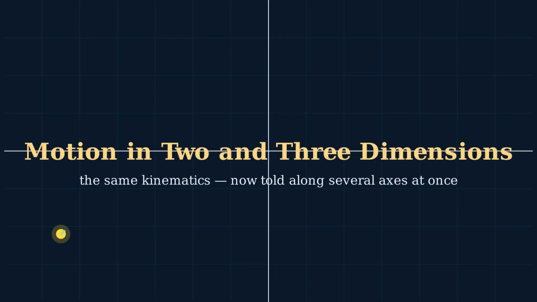In Chapter 2, everything moved along one straight line. Now the path is free to curve, a jet banking through a turn, a basketball arcing to the hoop, a plane drifting in a crosswind. The physics is exactly what you already know. The one new tool is the language of vectors, direction built right into every quantity. Let's lay down a field to play on.